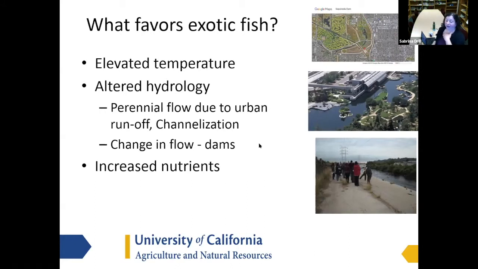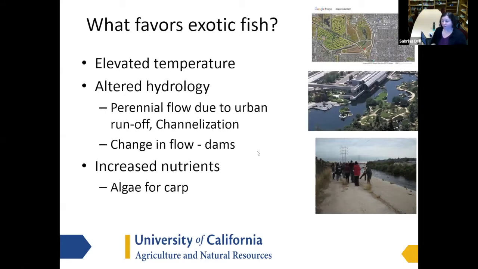And we also have increased nutrient loading. So things like we have a lot of Chinese carp in the Los Angeles River as well. They feed on algae. We have a lot more algae than we sort of ought to naturally because of all of these nutrients.